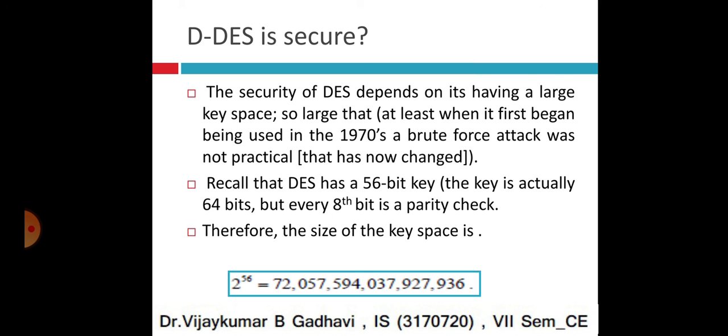Recall that DES has a 56-bit key, but the key is actually 64-bit, but every 8th bit is a parity check. Therefore, the size of the key space is 2^56, as seen in the figure: 72057592... There is a huge amount and large number of possibilities of applying multiple keys for security in double DES. That's why it's secure.